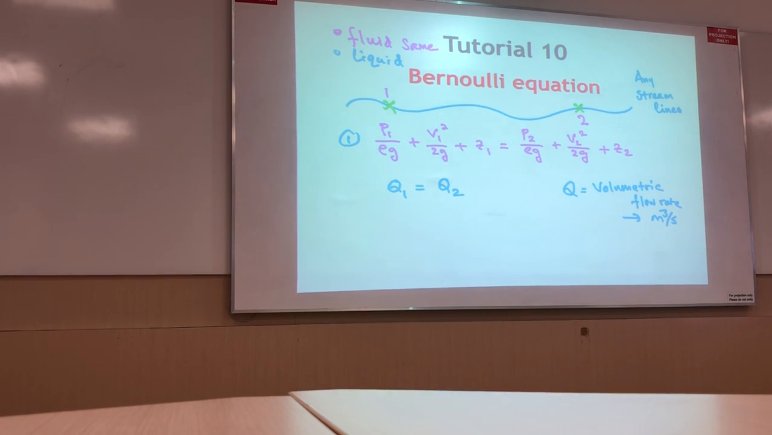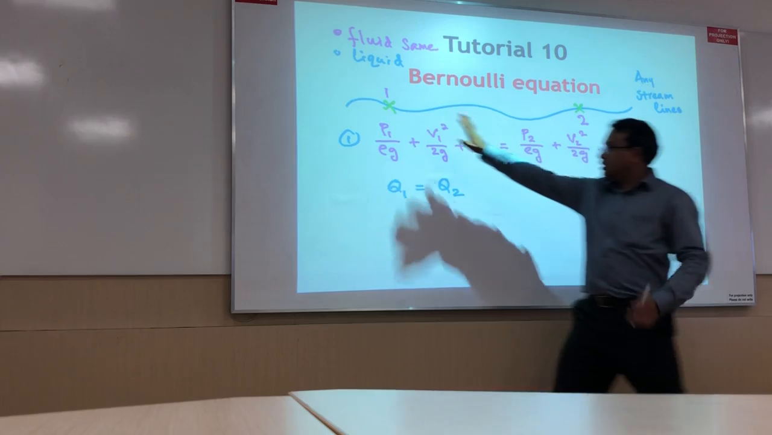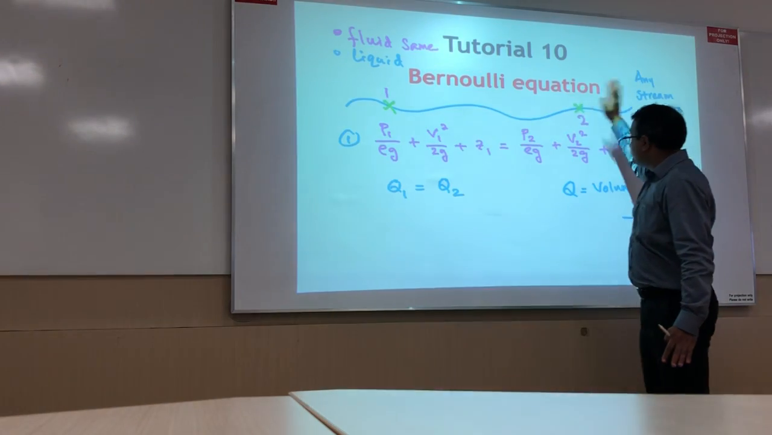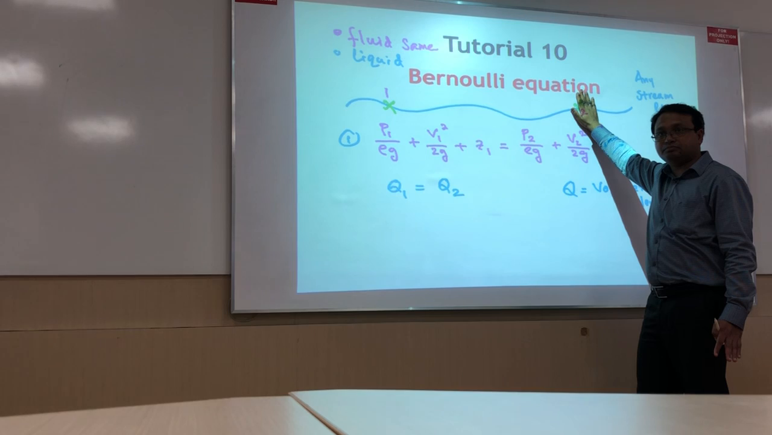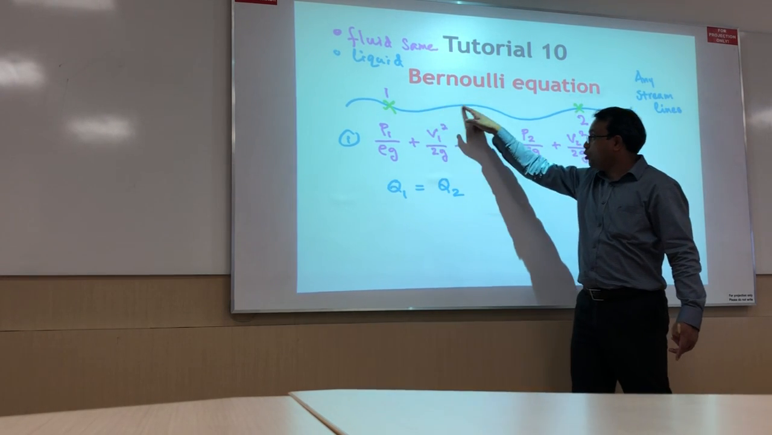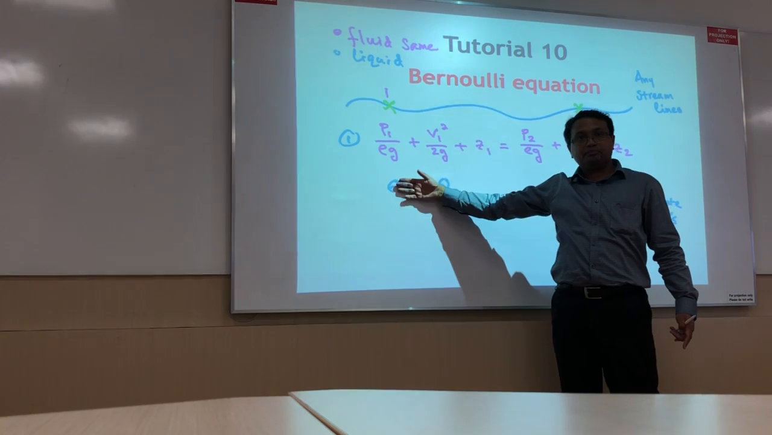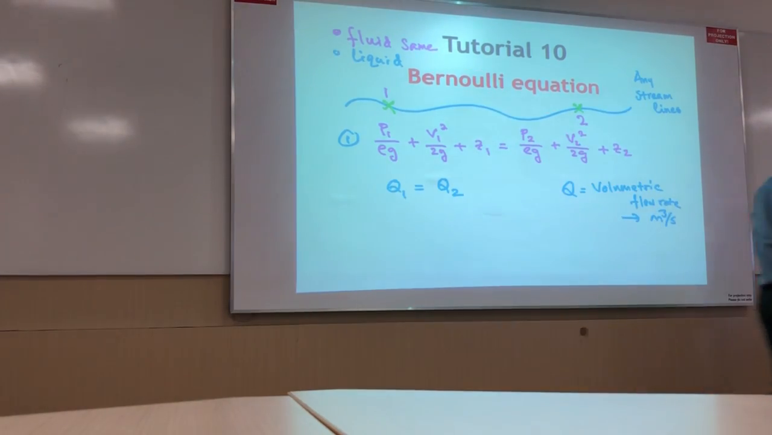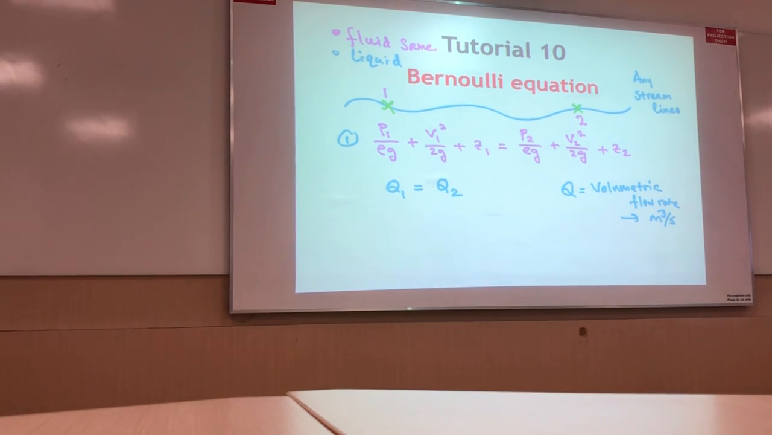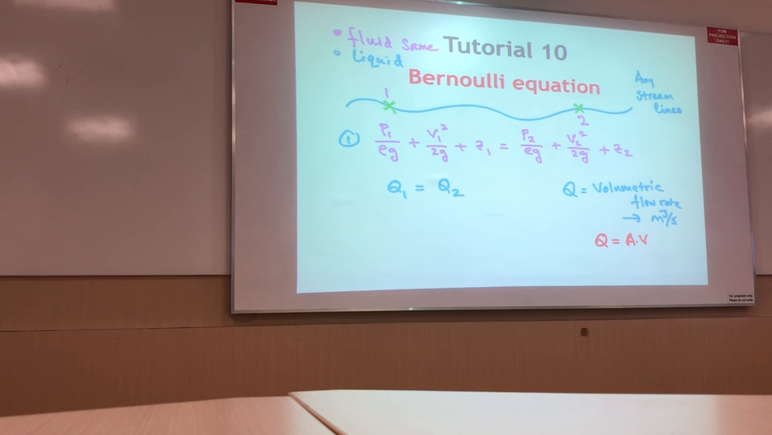That means the volumetric flow rate at state 1 and state 2 are same. At that point and at that point, volumetric flow rate are same. Okay? This point, that point, all points, the volumetric flow rate are same. And you also remember Q is defined by A times V, cross-sectional area times velocity. Then I can write A1 V1 equals A2 V2, right?